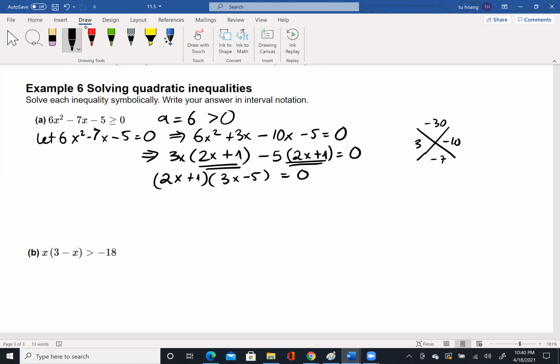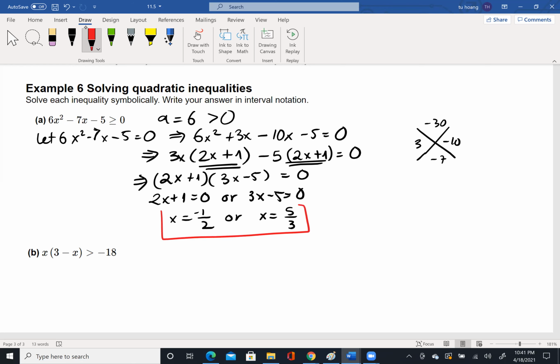So now I did factor it out, I have two factors here, and I'm going to apply the zero factor property, which gives me 2x plus 1 equals 0, or 3x minus 5 equals 0. So then I have x equal to negative 1 over 2, or x equal to 5 over 3.